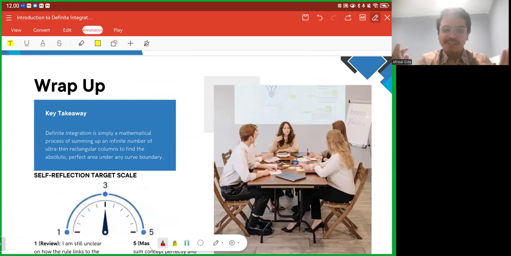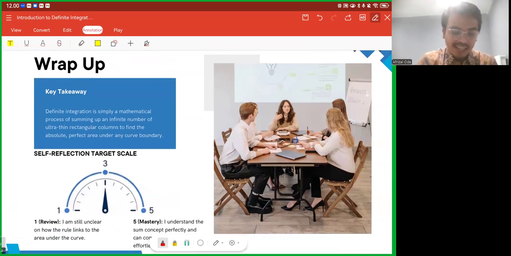Okay, guys, to wrap up our lesson today, always remember that definite integration is simply a brilliant way of adding up infinite ultra-thin rectangles to calculate the absolute exact area. So you have the exact area, not only an approach to find the nearest answer, but the exact area.